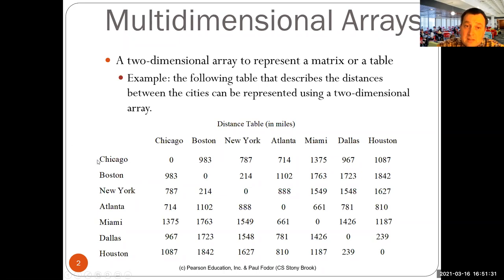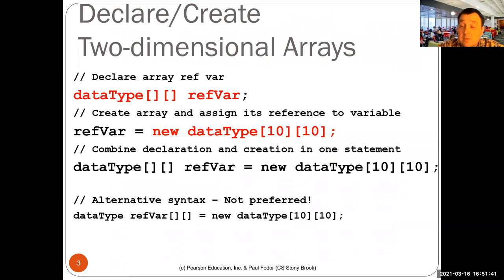So the entire matrix is an array of arrays, each one of them basically being the distances for one of the cities. So a multidimensional or a two-dimensional array is basically an array of some given data type. We basically used exactly the same notation that we used when we defined normal, unidimensional arrays.